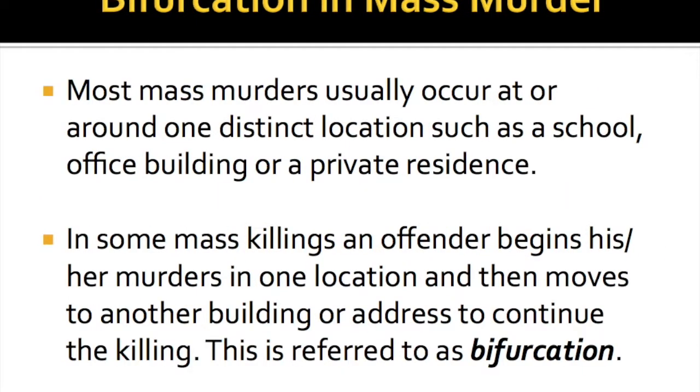If we're looking at mass murders, they usually occur at or around one distinct location, such as a school, office building, or a private residence. Very rarely do they span out across a huge area. In some mass killings, an offender begins his or her murders in one location and then moves to another building or address to continue the killing. Okay, this is referred to as bifurcation. So when we talk about a span of territory or topography or whatever you want to call it, we're not talking about several states. It's usually within a certain district or area.